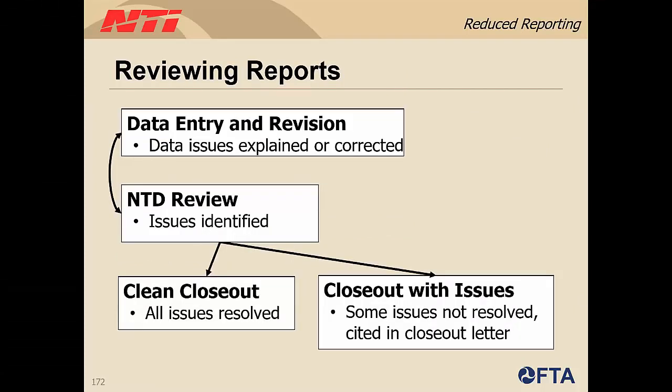It is typical for a report to go through a few revision cycles before being closed out. Your analyst will almost always return your original submission for data revisions or clarifications. Once the report is ready to be sent to FTA for approval, it will either be sent as a clean closeout, which means there are no issues with the report, or it will be closed out with issues, which means there were some outstanding issues that could not be resolved prior to the report closeout. The issues are cited in your closeout letter, and your agency will be expected to resolve them in the following report year.